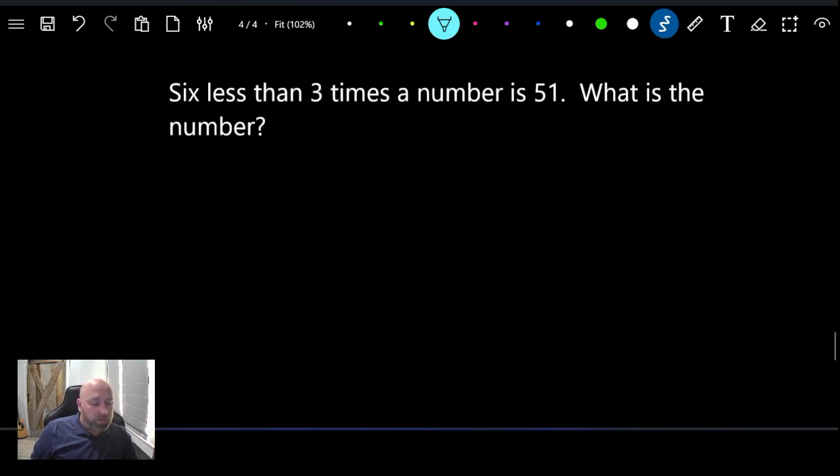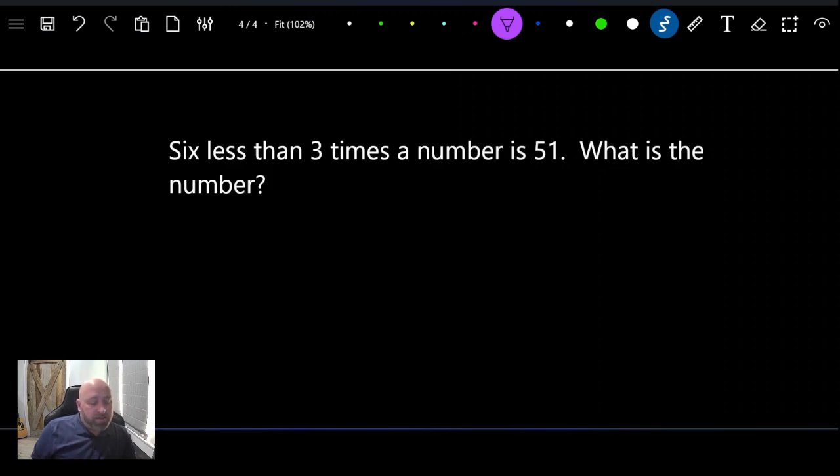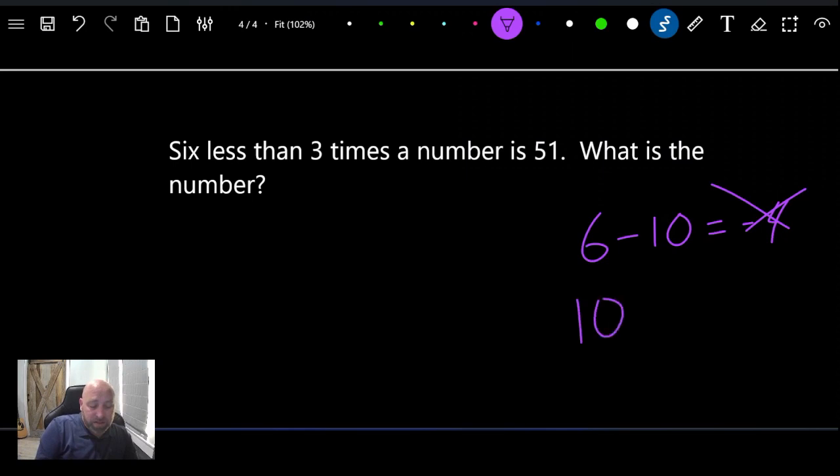Let's do one more of those since, again, I know you're having a good time here doing word problems. All right, it says 6 less than 3 times a number is 51. Be careful right here with this 6 less than a number. What does that mean? What is 6 less than 10, for example? Just say that in your mind. If I have 10, what is 6 less than that? Well, it's 4. If I put 6 minus 10, what do I get? I get negative 4. That's wrong. 6 less than a number is 10 minus 6 equals positive 4.